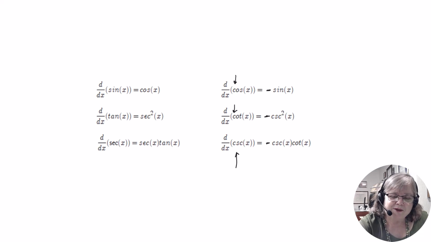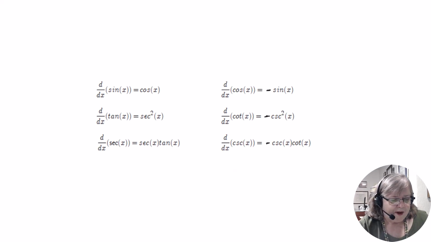So if you use those little ideas on how to memorize these, it's not quite as bad as trying to memorize them as six individual, totally unrelated, unpatterned derivatives. There is sort of a pattern to this.